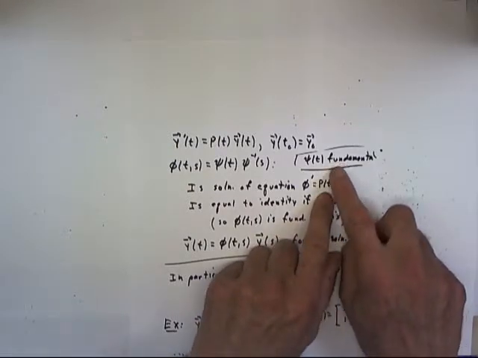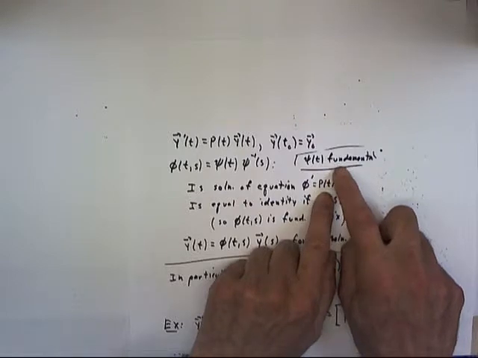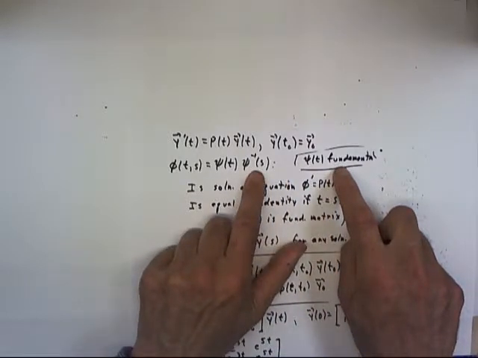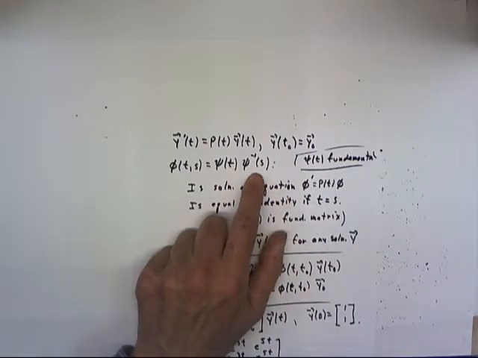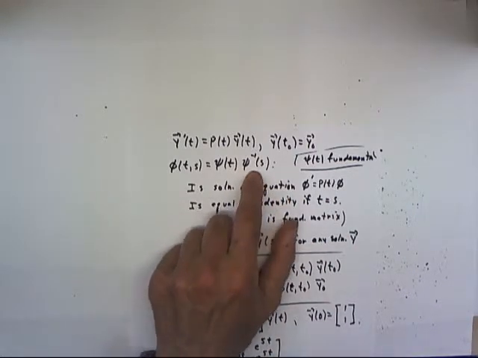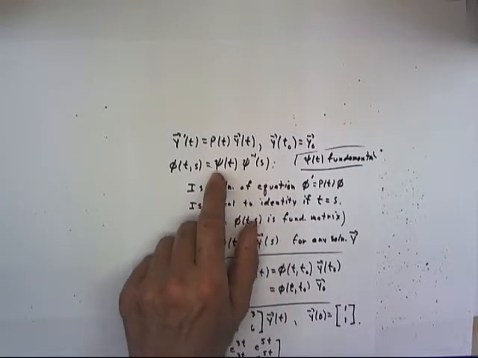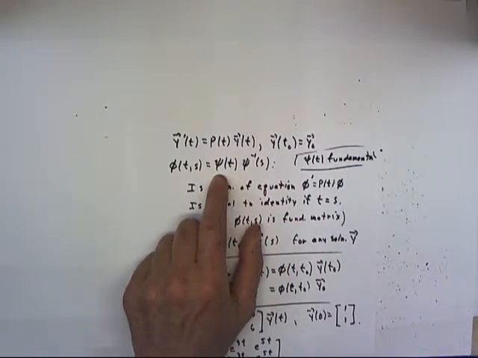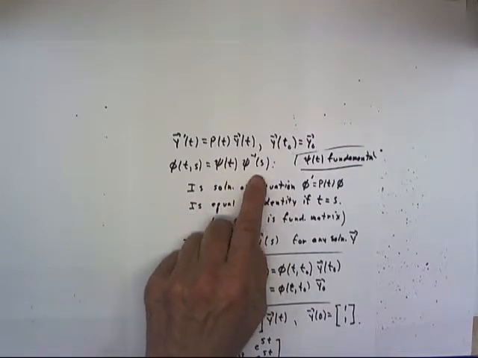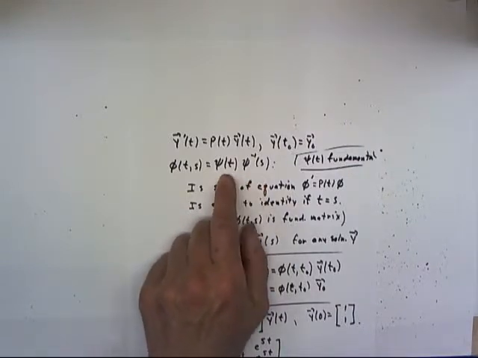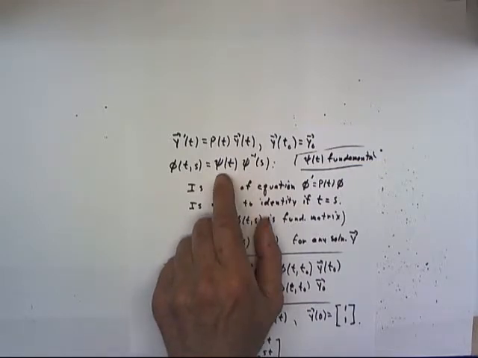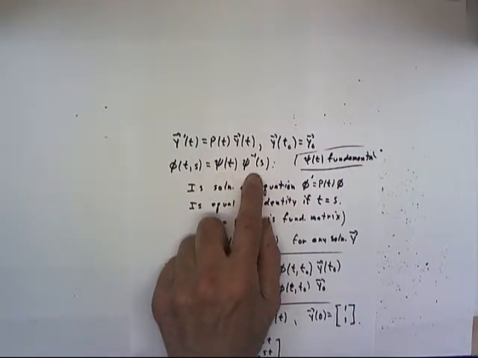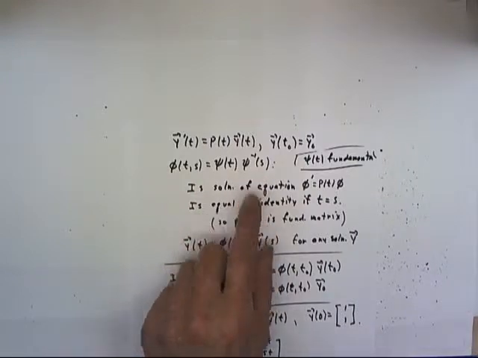We know that because psi of t being fundamental is invertible. Psi inverse of s is therefore the inverse of psi of s. And since this is an invertible matrix, multiplying psi of t on the right by this matrix still gives us a fundamental matrix by previous theorems. Anytime we multiply a fundamental matrix by an invertible matrix, we get another fundamental matrix.